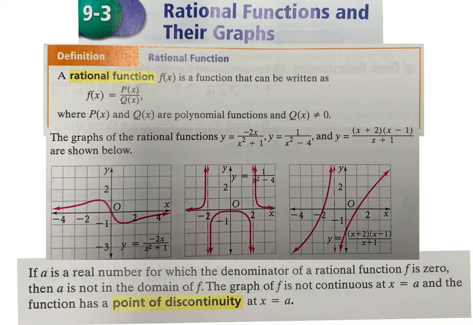Rational functions and their graphs. A rational function is a function that can be written as f of x equals p of x over q of x, where p of x and q of x are polynomial functions and q of x does not equal 0. All they're saying is they're putting a polynomial over a polynomial. That's what all those words mean. And they also say, oh, and by the way, you can't divide by 0, which we've known for many, many years now. That is what a rational function is, all right?